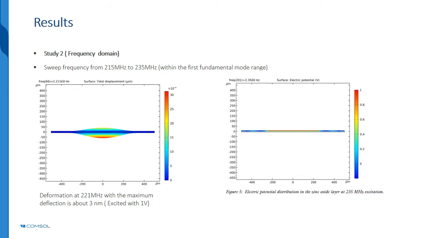For the second study, we fix the frequency domain from 215 to 255 megahertz. This region is in the range of the first fundamental mode, which is 221 just now. From here we have our deformation, but also our electrical potential distribution.